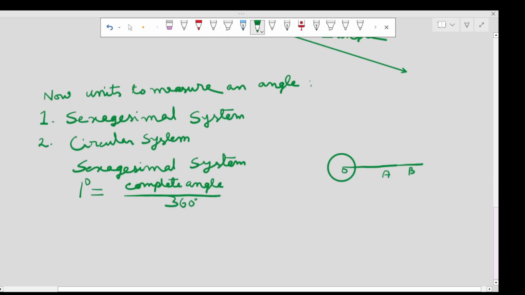In this system, another measure is, suppose two lines intersect. Four angles are made. If the four angles are equal, then each angle will be called a right angle. Obviously, each angle is one right angle and symbolically used by this symbol. This symbol means right angle. Each angle is right.